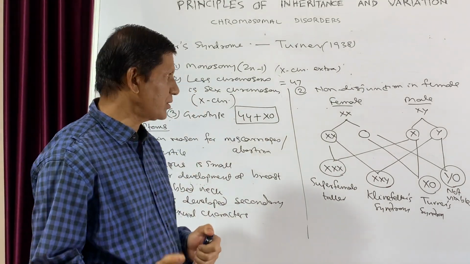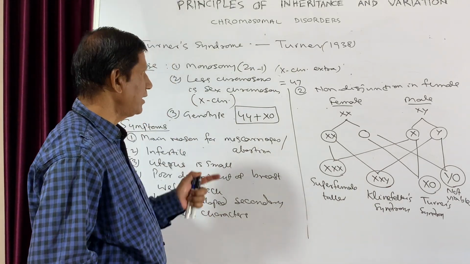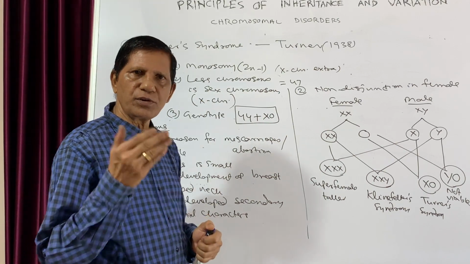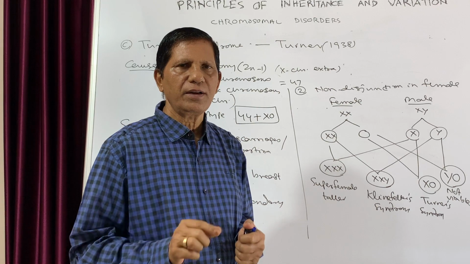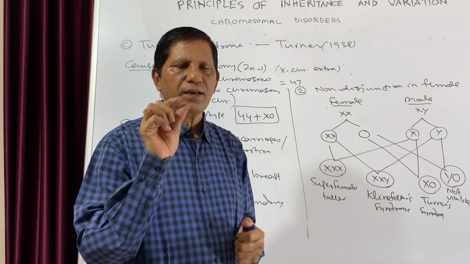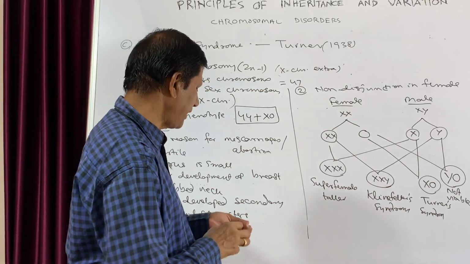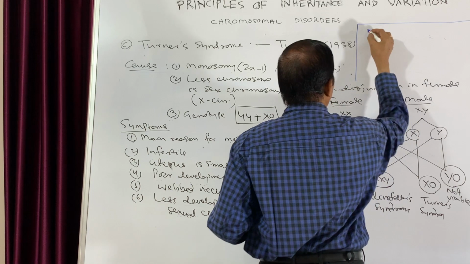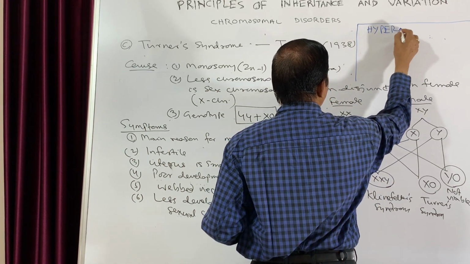So we have discussed the Down syndrome, Klinefelter syndrome and Turner syndrome, where it is due to aneuploidy, either due to trisomy or due to monosomy. There is another point that is present in Y chromosome that I will give a brief idea. That is hypertrichosis.